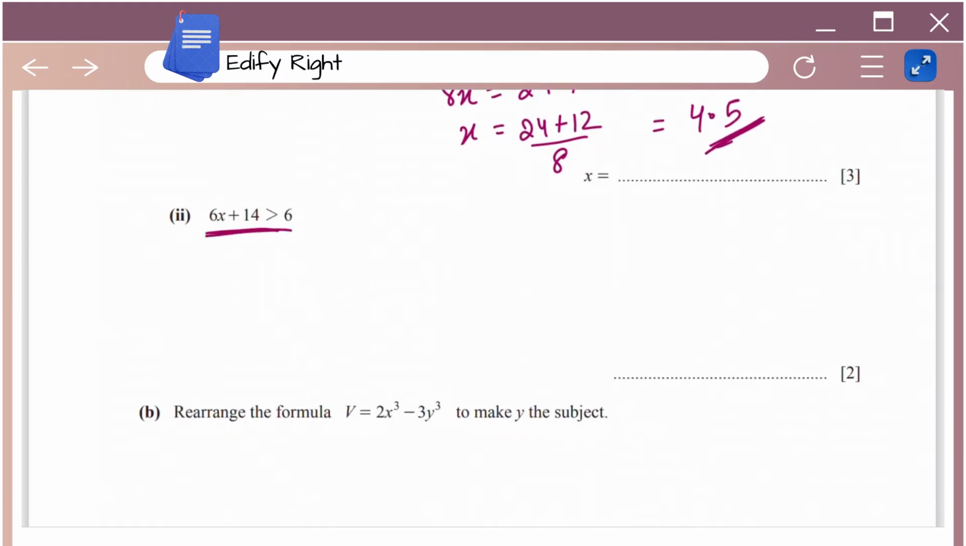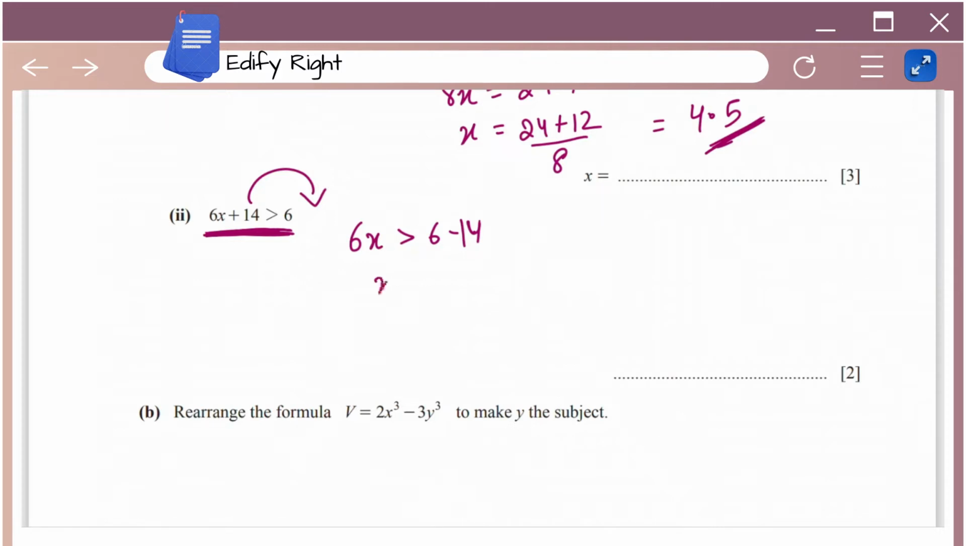Next we have 6x plus 4 is greater than 6. So this is an inequality. It's done just the same way as an equation. You just need to isolate all the x terms on one side and all the numbers on the other side. So I'm going to take 4 to the other side. So that would be 6x greater than 6 minus 4, because I'm changing the side for 4. So from plus it becomes minus.